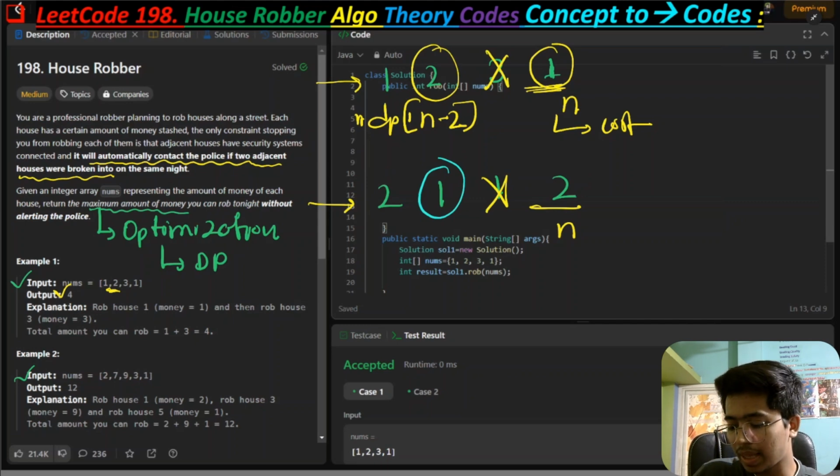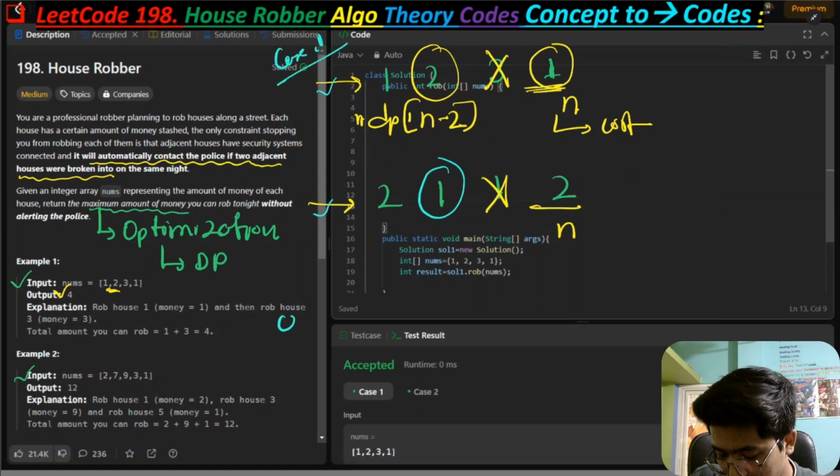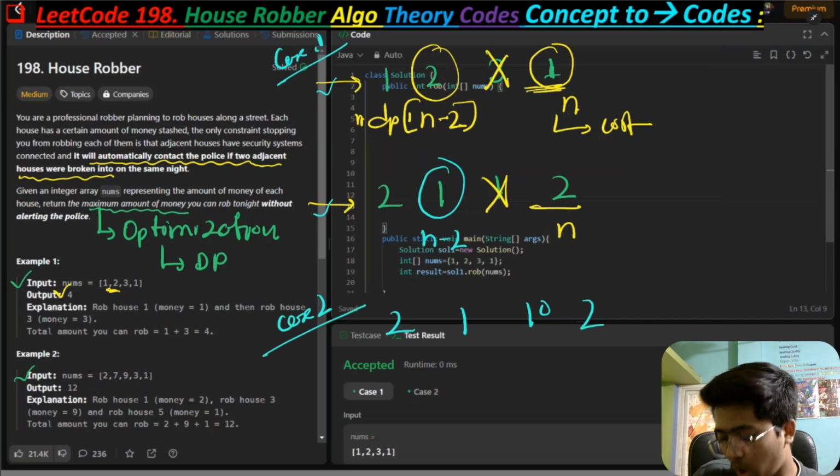That is one case. This is a similar case that I made you understand. This is case 1. Now we'll be understanding another case, case 2. There is, so we are, this is n minus 2. There is one example, this is 2 1, and this is 10 2. So what will you do? Will you be considering this?